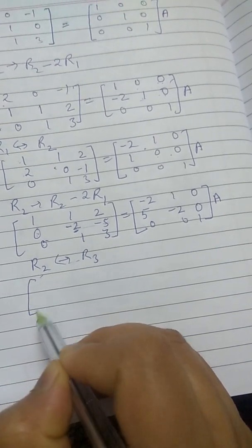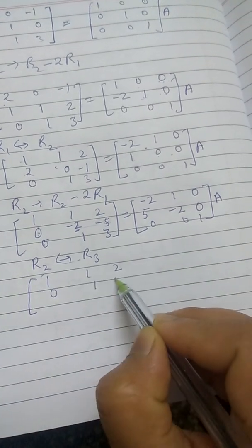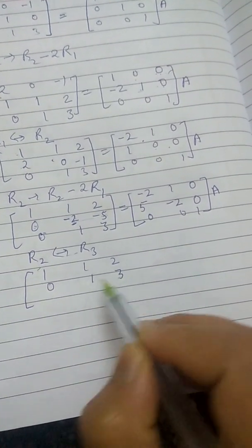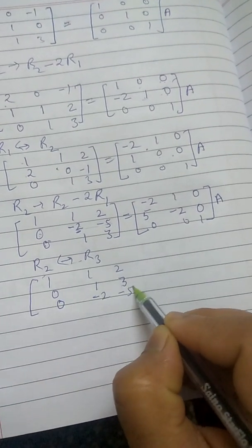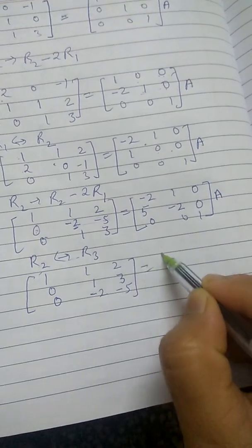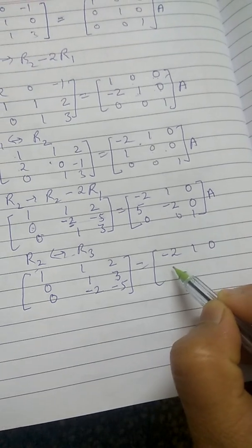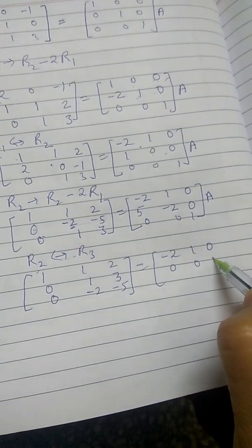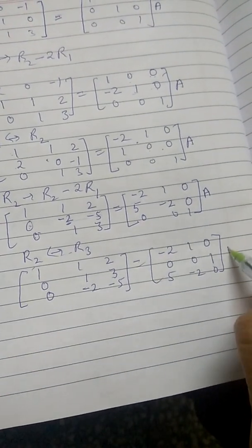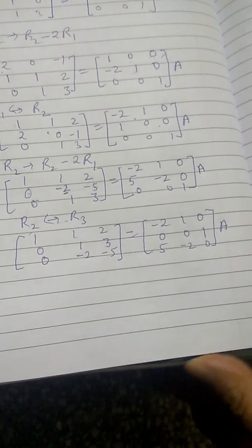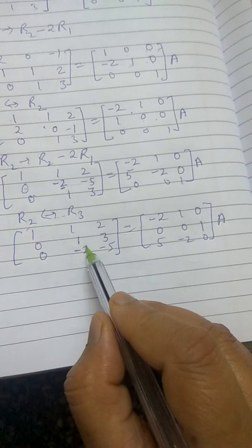And now we have the first row as it is, 1 1 2, then 0 1 3, the elements of the third row in the second row, and the elements of the second row in the third row. The same operation we apply here: -2 1 0, 0 0 1, and 5 -2 0 into A. Is it clear? And now this becomes 1.